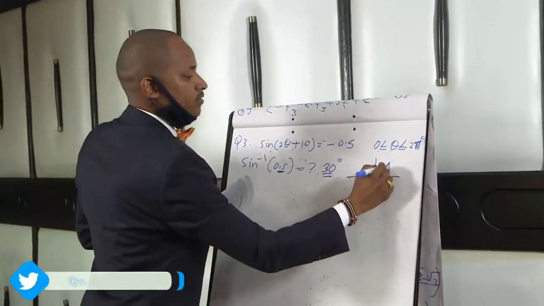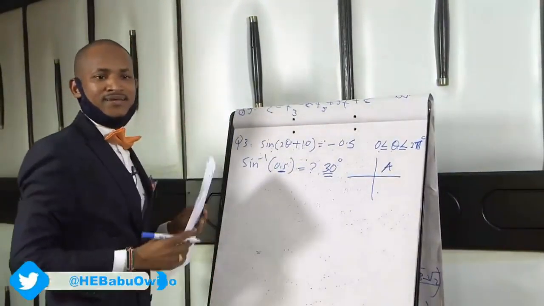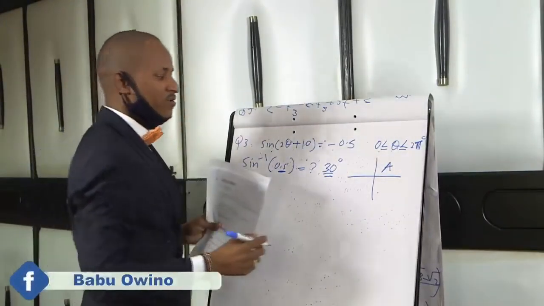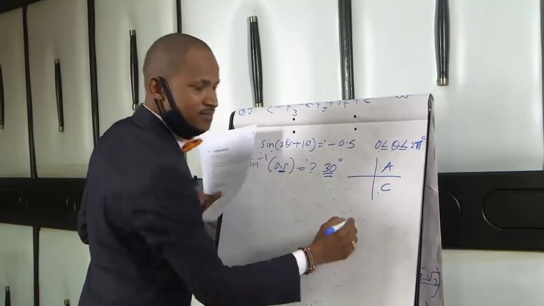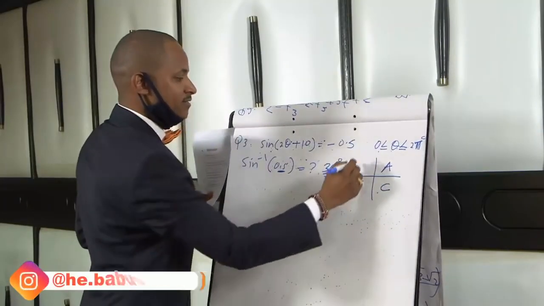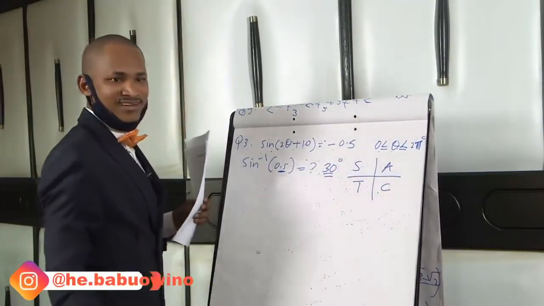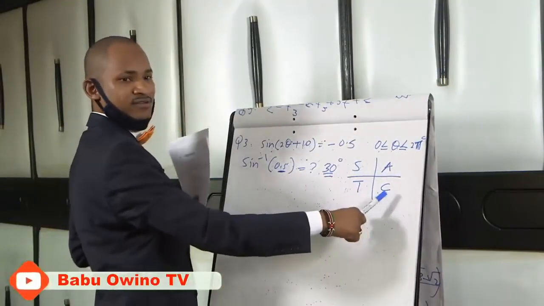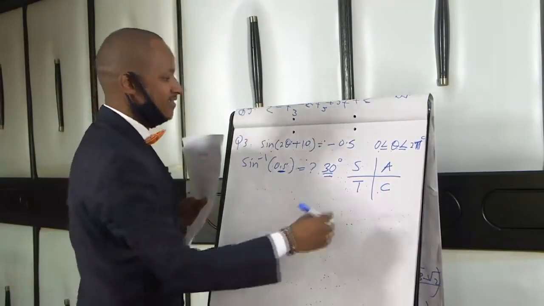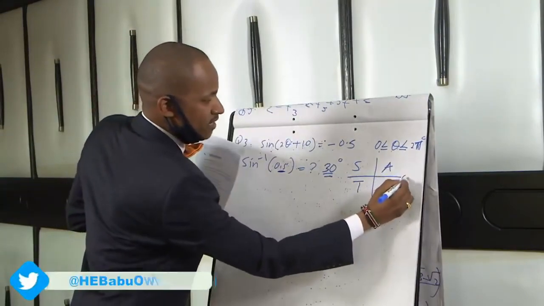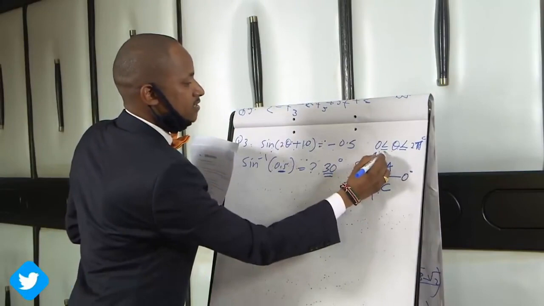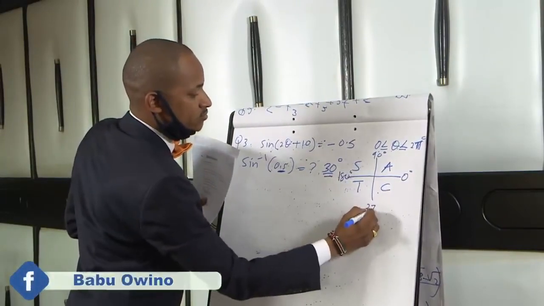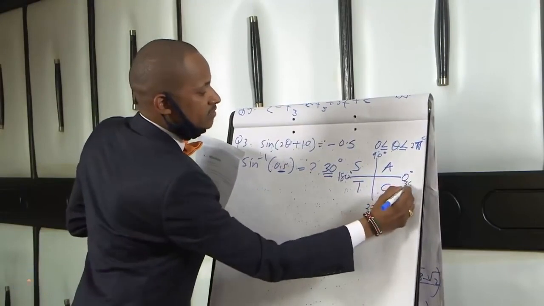we say ASTC. When I was in my Form 4, I used to remember it as all Christians terrorizing Satan, or all students take coffee. Not changa, don't put here as changa. So this angle is 0 degrees, this is 90 degrees, this angle is 180 degrees, this angle is 270 degrees, and this angle again is 360 degrees.